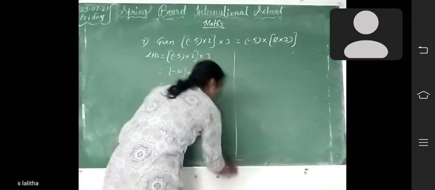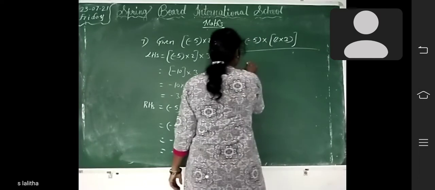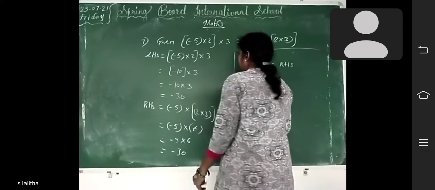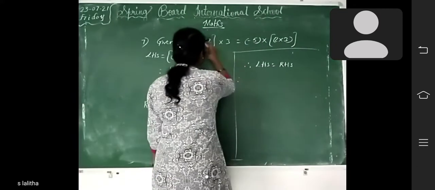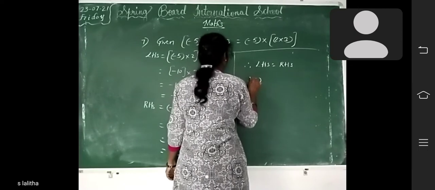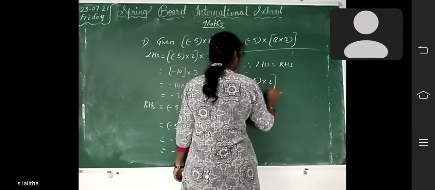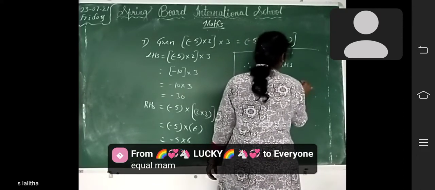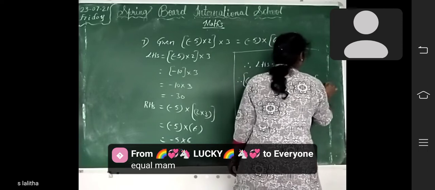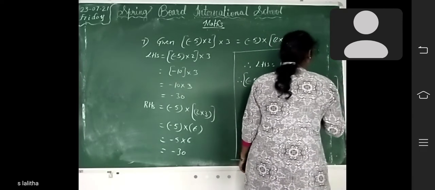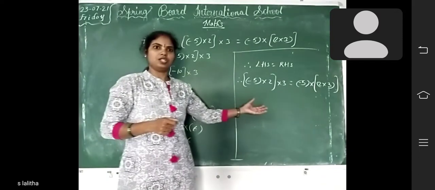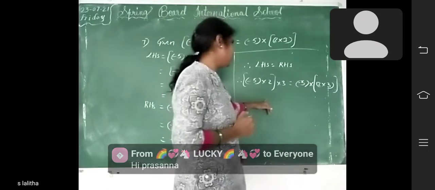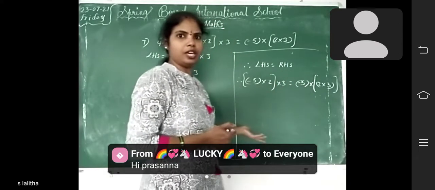So both are equal or not, children? Yes. Therefore LHS is equal to RHS. Therefore you have to write minus 5 into 2 into 3 equals minus 5 into 2 into 3. So it is the associative law. So integers are associative under multiplication.